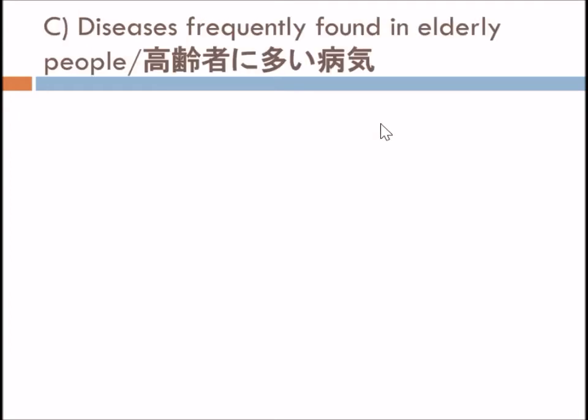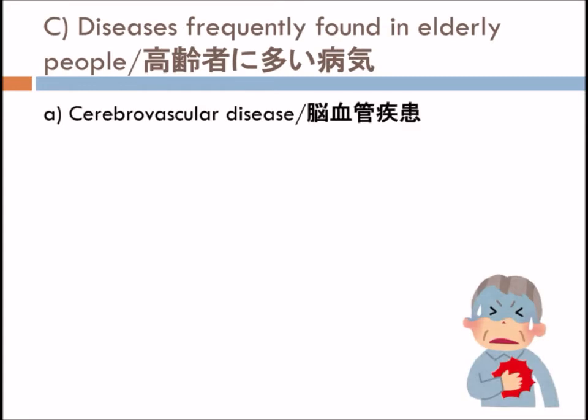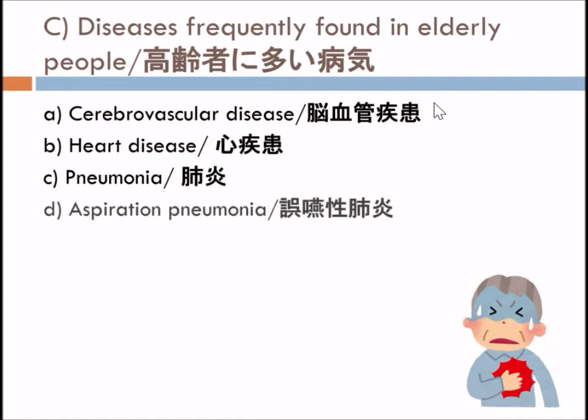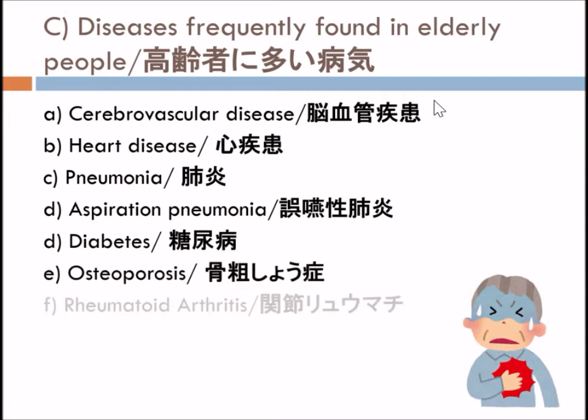Diseases frequently found in elderly people: cerebral vascular disease, heart disease, pneumonia, aspiration pneumonia, diabetes, osteoporosis, rheumatoid arthritis.